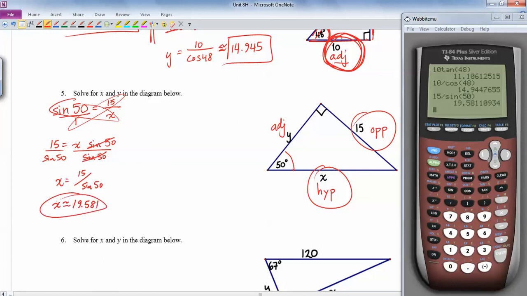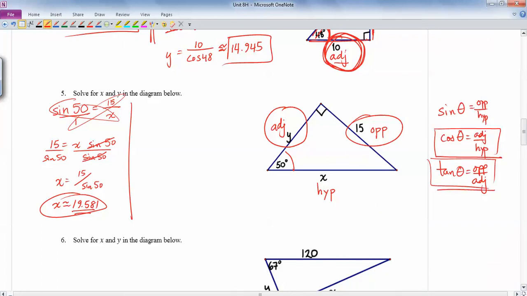Okay. So then let's solve for y. When I solve for y, you know you're going to have to involve the adjacent side. And I don't want to deal with using the hypotenuse because that's some kind of ugly number here. You could use it if you wanted to, but I'd prefer to use 15 because that's a nicer number. So opposite and adjacent is involving tangent here.